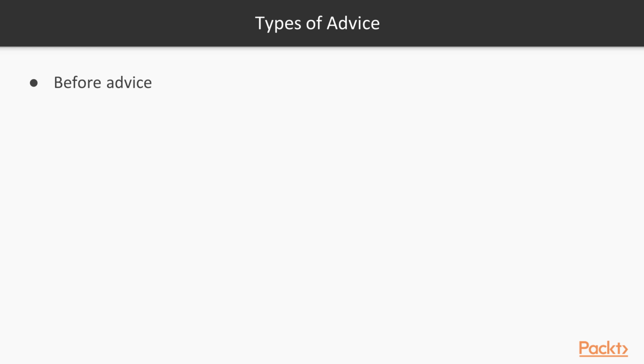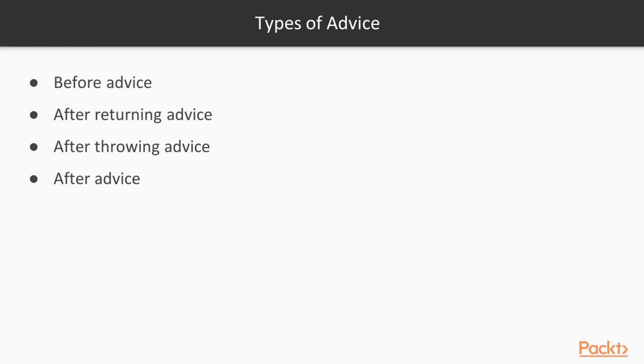Before advice is a type of advice we can use to implement some logic before a method is executed. After returning advice is an advice that can be used to perform some logic after a method is executed. But in this case, if an exception is thrown, our advice won't be executed. For this, we can leverage after throwing advice, and this will be executed after an exception is thrown by the method. And there is one more type of advice which can be leveraged to implement some logic when the method exits successfully or by throwing an exception.